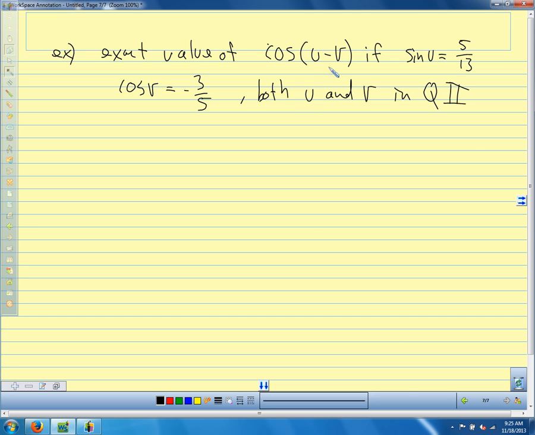So we want to use this difference formula, but what are we missing? We're missing what u and v are. But when we write out our difference formula for cosine of u minus v is cosine u cosine v plus sine u sine v. We're missing sine v for this part, and we're missing cosine u for this part. How can we find them?